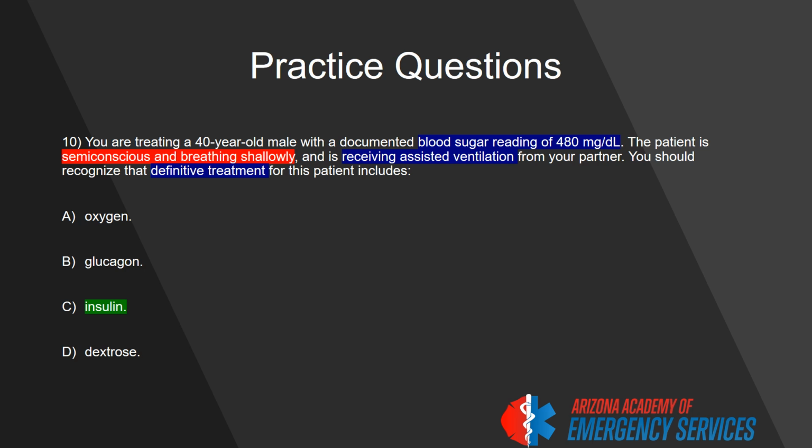And D, dextrose, is in essence pure sugar water. And of course, for this patient that's hyperglycemic, if the issue is too much glucose in the bloodstream, we don't want to add more glucose into the bloodstream. That's going to make the issue even worse. So the only true definitive treatment for this hyperglycemic patient, again, is C, insulin.